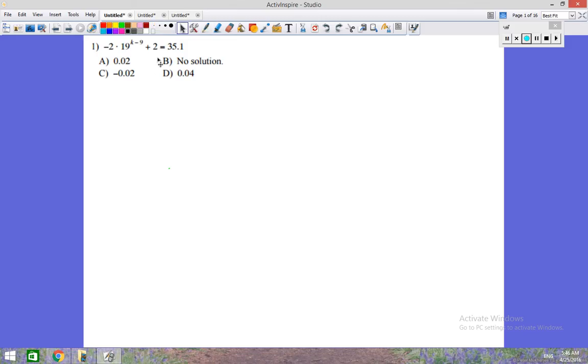let's take this actually and copy and paste it to another page. Alright, on the first term here, we have two factors. We have a negative 2 times 19. That 19 has an exponent of k minus 9. We're adding to that the value of 2, and we're getting 35.1.